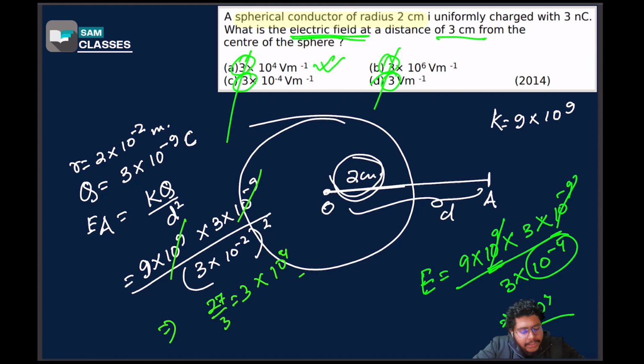Nothing was there: directly use the electric field formula, put in the values, and get the answer. So here you could save time. You could have solved it in less than 5 seconds. I showed it with this formula and that formula, but directly you could have written it.